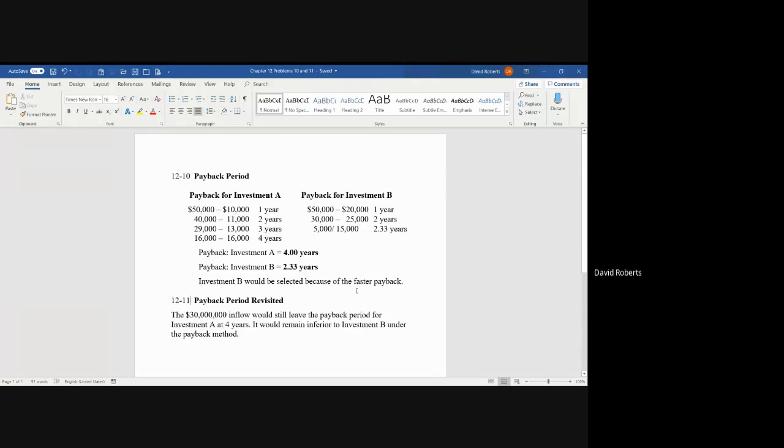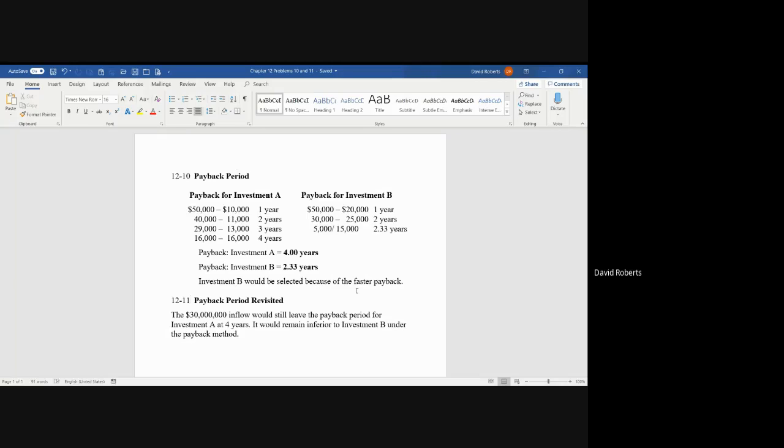I'm going to present problems 10 and 11 together because they are related. It has to do with payback period. As you may remember from the lecture, the payback period does not include any discount rate and simply answers the question, how long does it take to get my investment back?